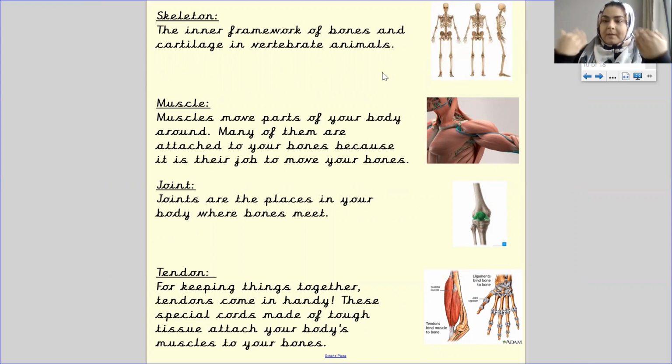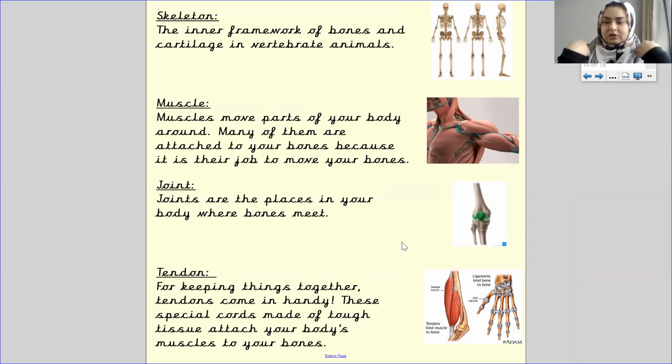Muscle. Muscles move parts of your body around. Many of them are attached to your bones because it is their job to move your bones. So if you look over here, this is what muscle looks like. And the muscle has protected the bones, and it is basically attached to the bones to help it move.